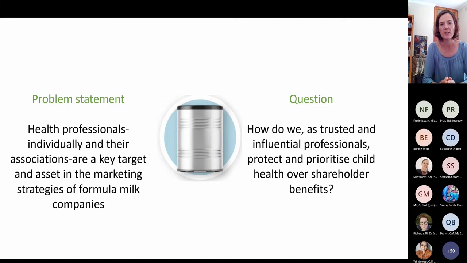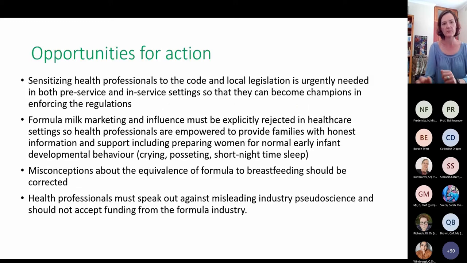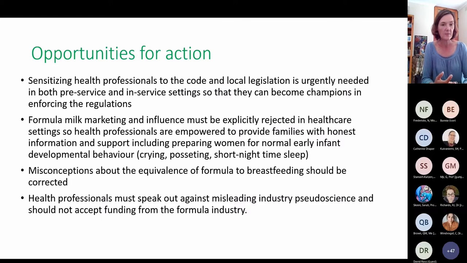So how can we, as trusted and influential professionals, protect and prioritize child health over shareholder benefits? Firstly, we need to sensitize health professionals to the code in both pre-service and in-service settings. We need to explicitly reject marketing in our healthcare settings. We need to correct misconceptions about the equivalence of formula milk to breastfeeding and breast milk. And we should be speaking out against misleading pseudoscience and not be accepting funding from the formula milk industry.